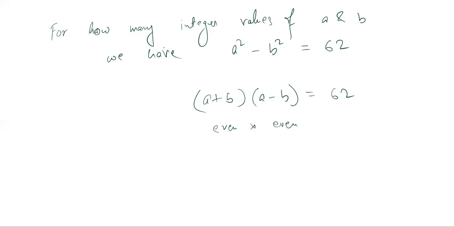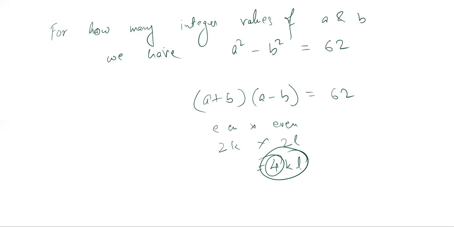So both are even. But if it is even into even, the product has to be a multiple of 4, isn't it? We get a factor of 2 from this as well as a factor of 2 from this, whatever else we have. So we have to have something which is a multiple of 4. Now 62 is not a multiple of 4, so essentially we cannot have integer solutions of a and b. Please understand that part. It's not that we are never going to have solutions for a and b, but we are not going to have integer solutions.